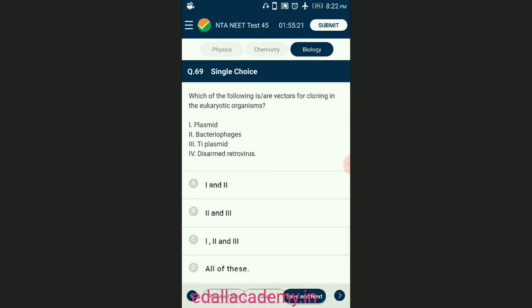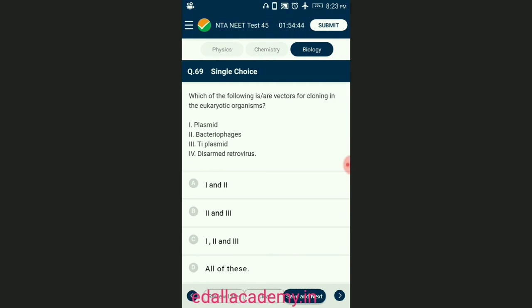Question number 69. Which of the following is a vector for cloning in eukaryotic organism? Vectors are carriers of DNA which are used to transfer the gene of interest into the host cell. Vectors used at present are engineered in such a way that they help in easy linking of foreign DNA and selection of recombinants and non-recombinants. Plasmids and bacteriophages have the ability to replicate within bacterial cells independent of the control of chromosomal DNA. So the answer for this question is option D.